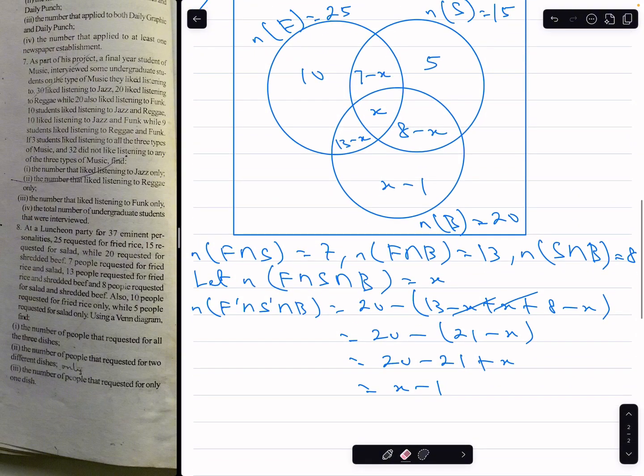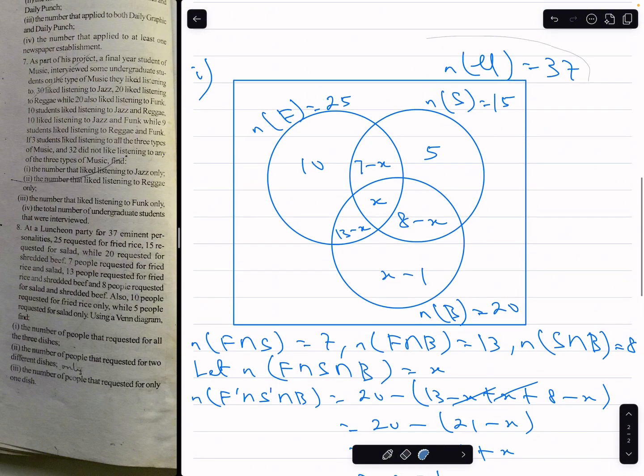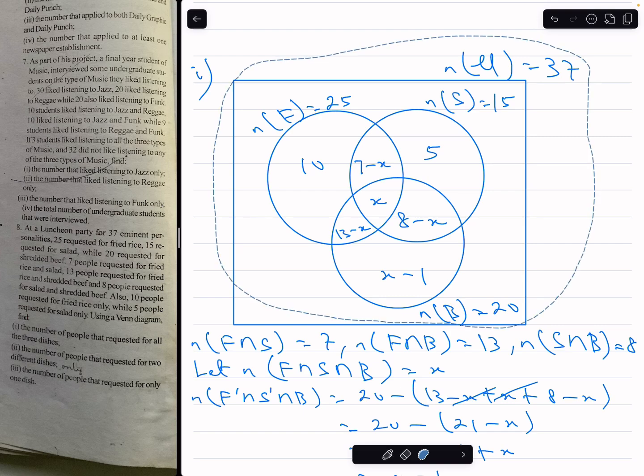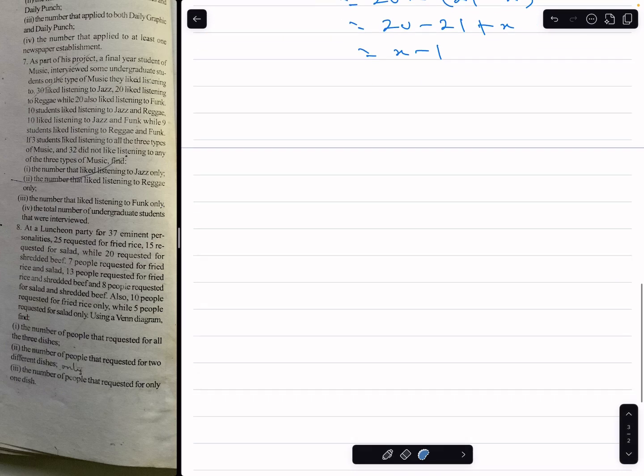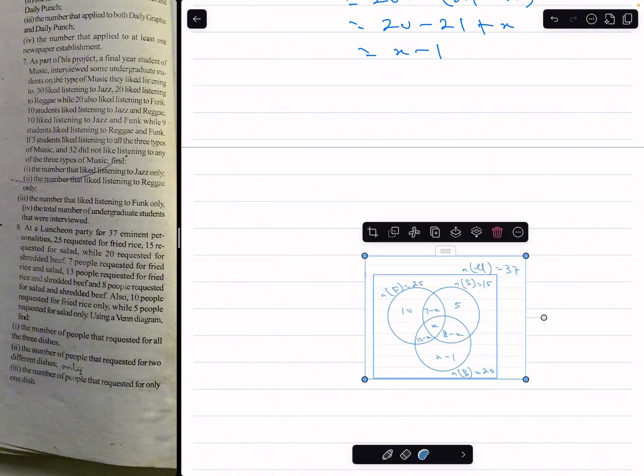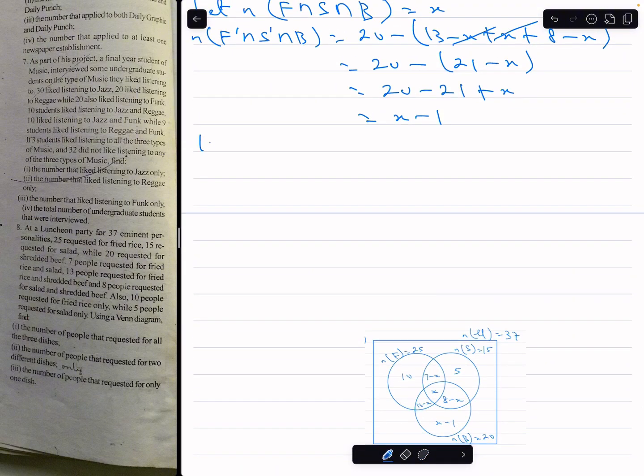Let me bring this diagram down so that I can see it as I write. So we have the diagram here. Now I can say 10 plus 7 minus x plus 13 minus x. That's the sum of everything inside the set F. 10 plus 7 minus x plus 13 minus x will be equal to 25, which means minus x plus x is 0, and that means 10 plus 7 is 17 plus 13 is 30.